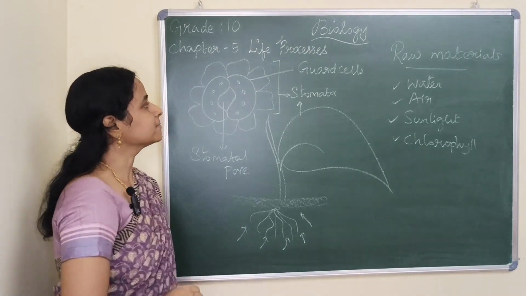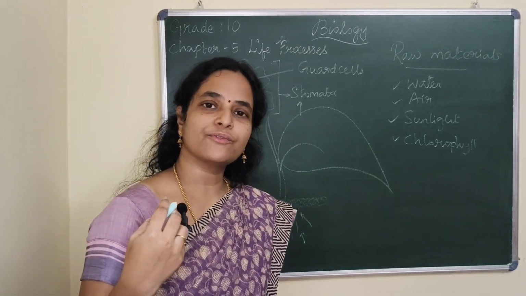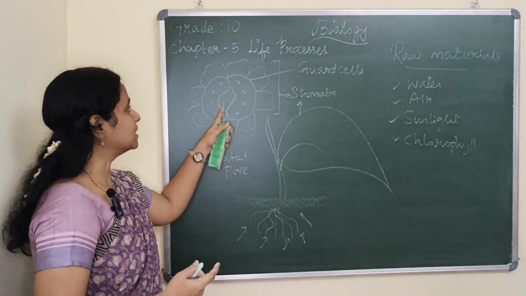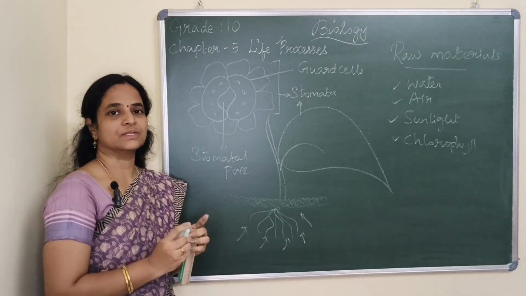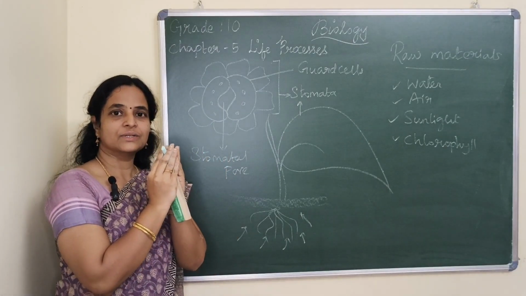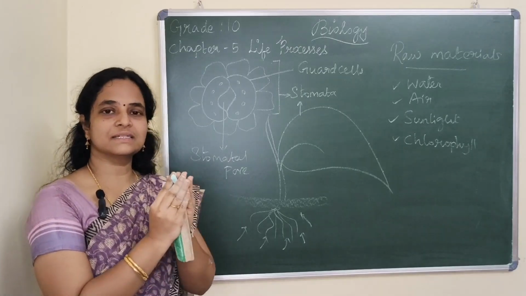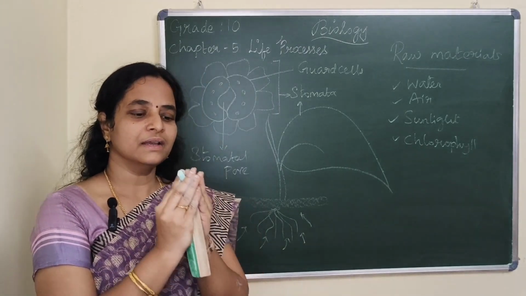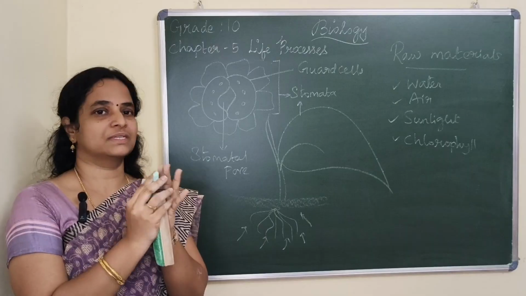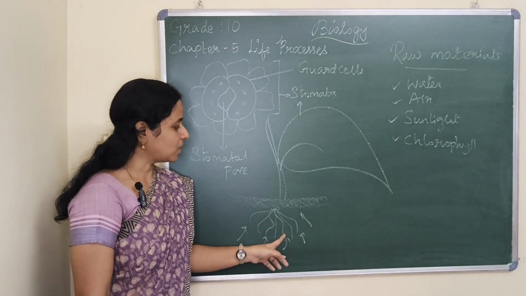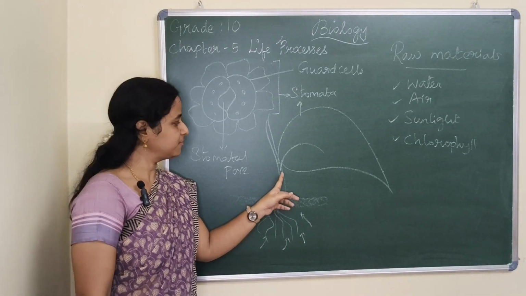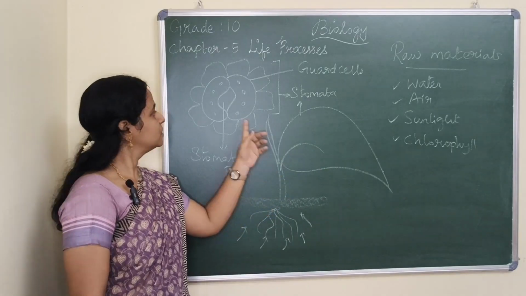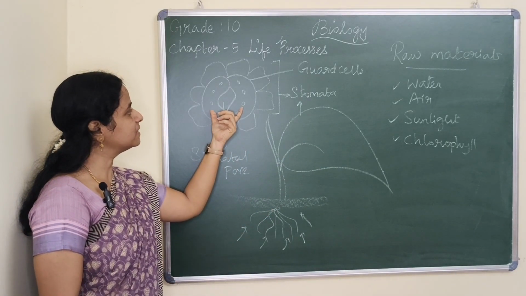So what will happen? Whenever the plant is in need of air, the guard cell will just open and close. So it will be like this, like a gate. Whenever the plant is in need of air, they open and they close. I told you the water from the root will move to the stem. From the stem it reaches the leaf. So just imagine the water is filled here.